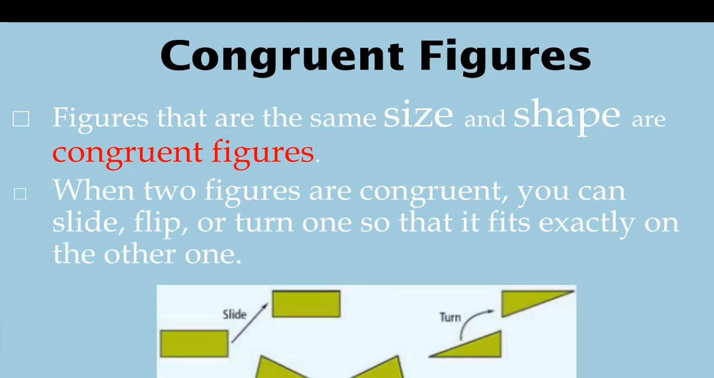For example, we could take a look at this diagram here. We've got a picture of a slide. If you slide something up, it's not going to change it. Flip it, it's not going to change it. And if you turn it or rotate it, it won't change the size or shape. It'll just change how it's oriented.